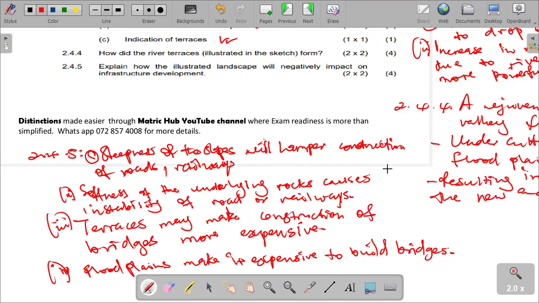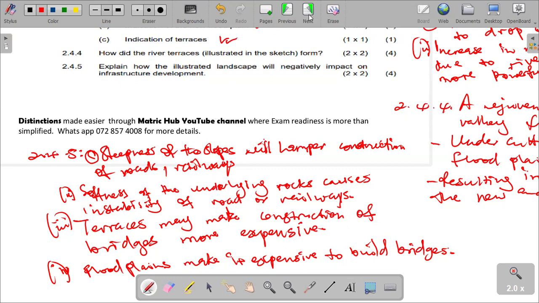So in this regard, we are looking at the landscape or the issues to do with river capture, the scenario that is formed there. How does it impact in terms of roads and railway development or transport networking? There is an issue of terraces that makes it difficult, the floodplain, and the softness of underlying rocks causes instability, as well as the steepness formed on the slopes, resulting in construction of roads and railway lines being difficult as well.